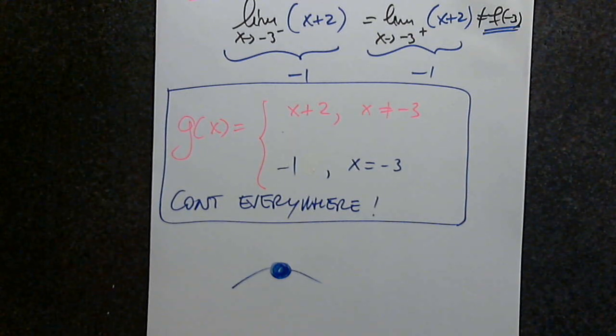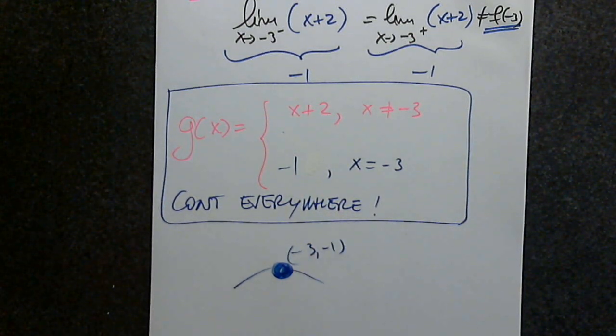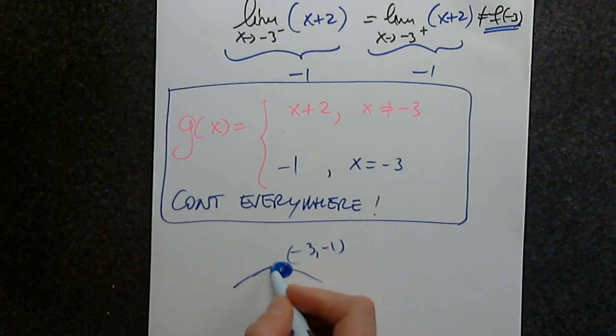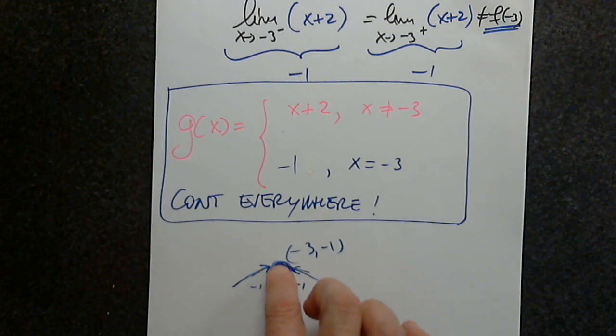How did we fill it in? With the point negative 3, negative 1. Because the limit from this side was negative 1, the limit from this side was negative 1. All we had to do is just fill this in.